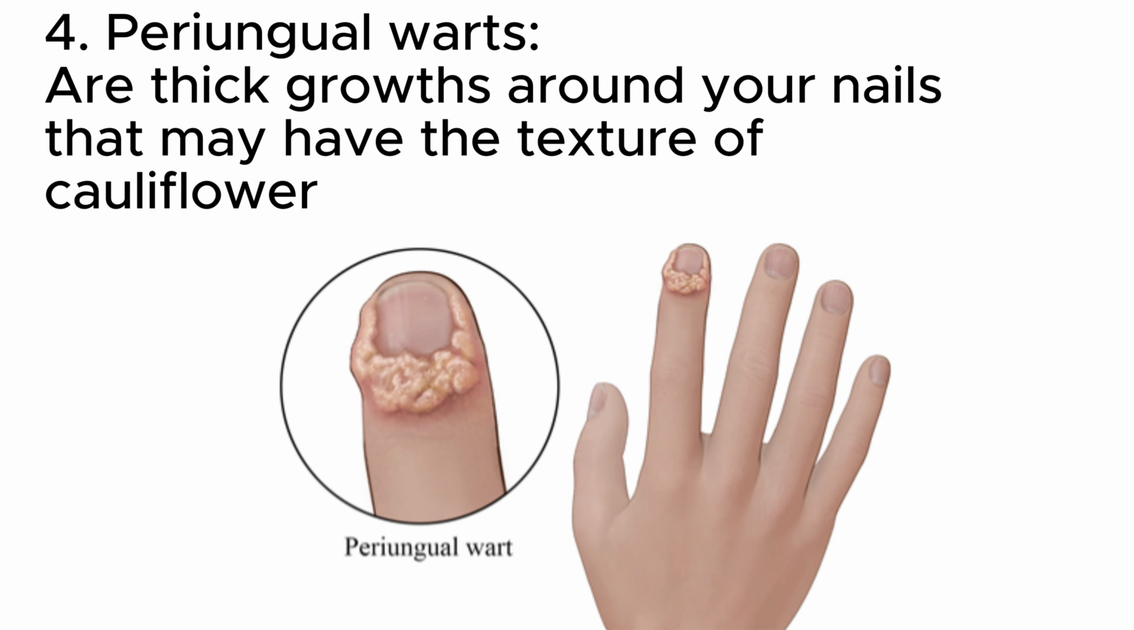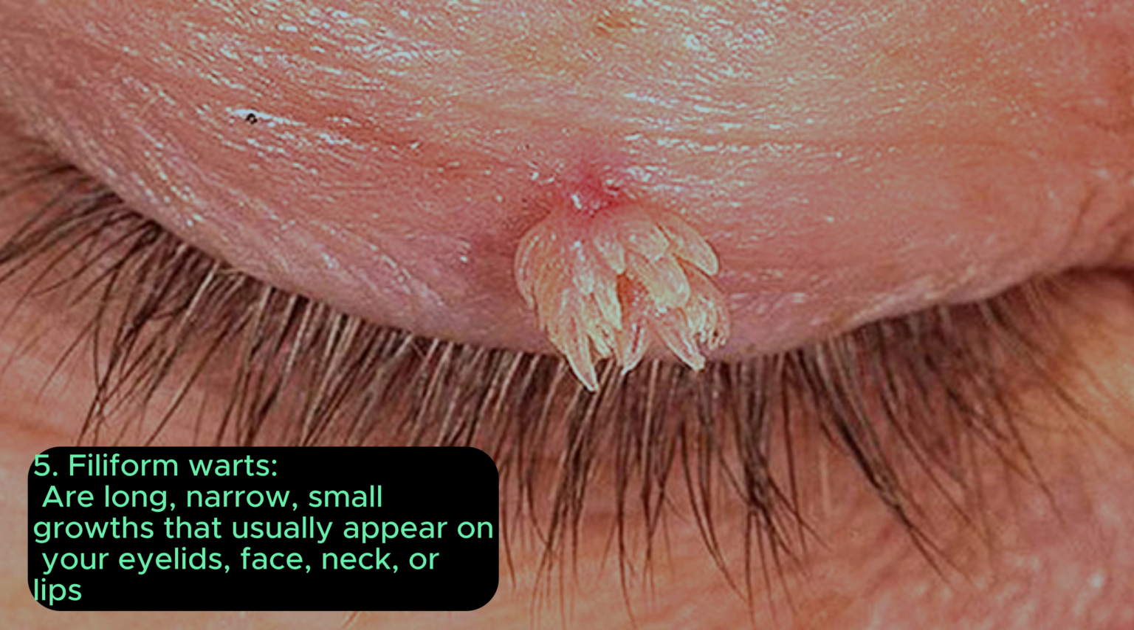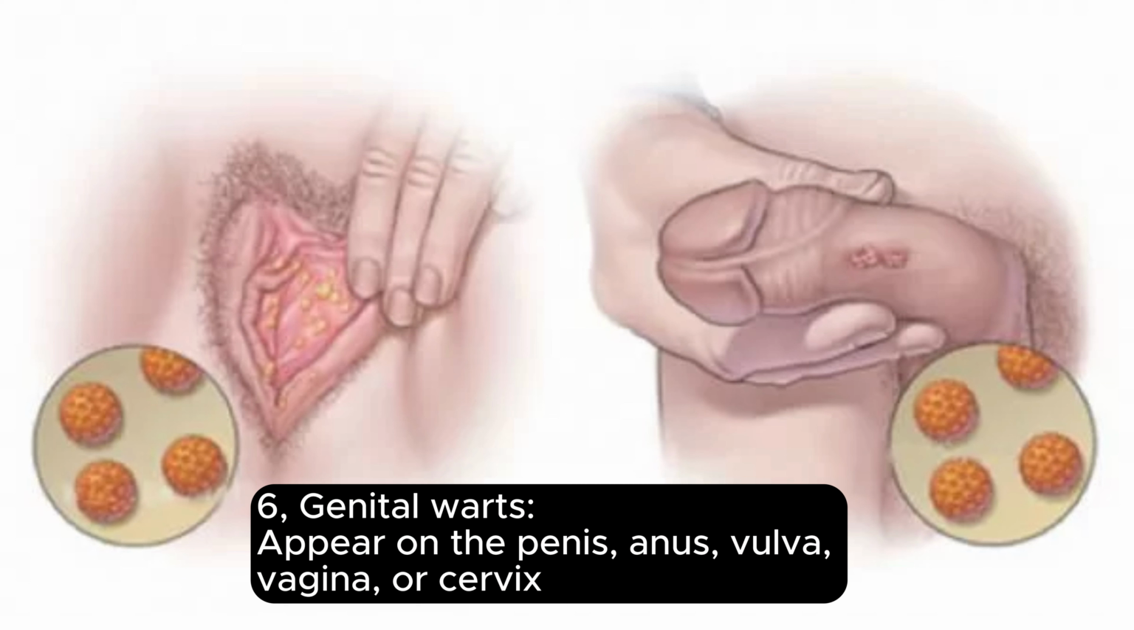4. Periungual warts are thick growths around your nails that may have the texture of cauliflower. 5. Filiform warts are long, narrow, small growths that usually appear on your eyelids, face, neck, or lips. 6. Genital warts appear on the penis, anus, vulva, vagina, or cervix.